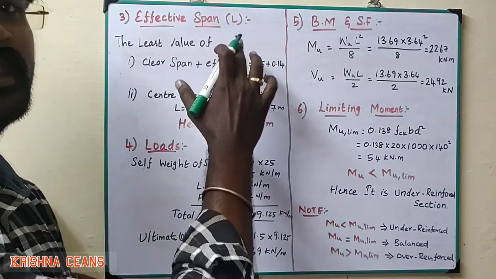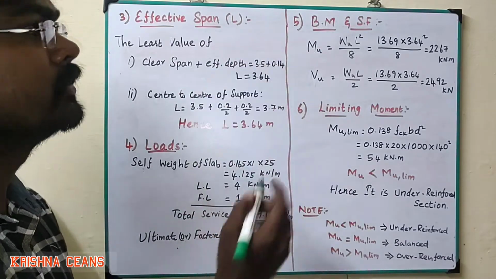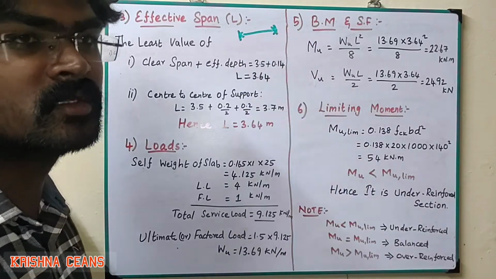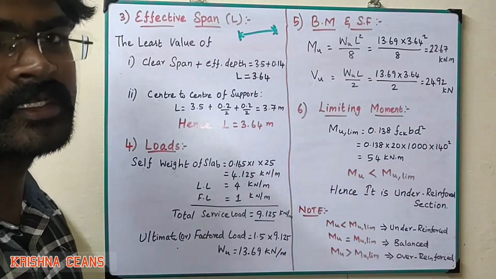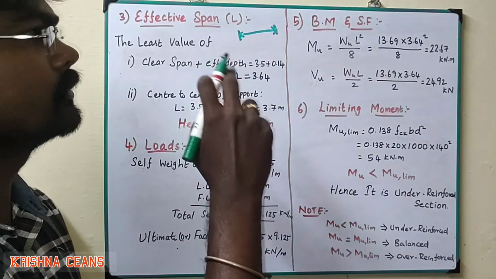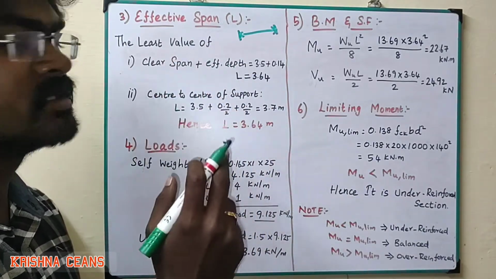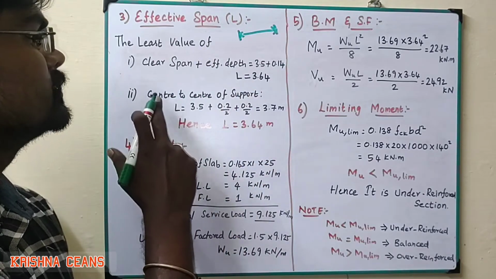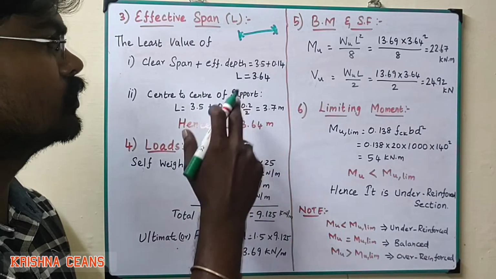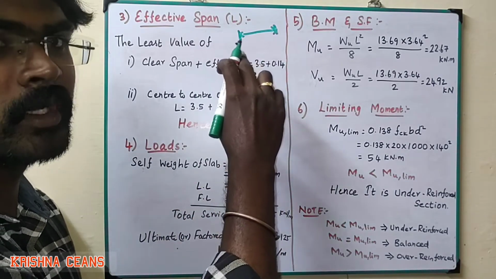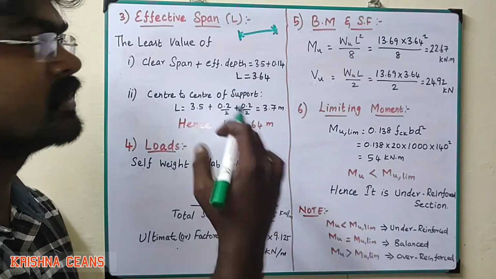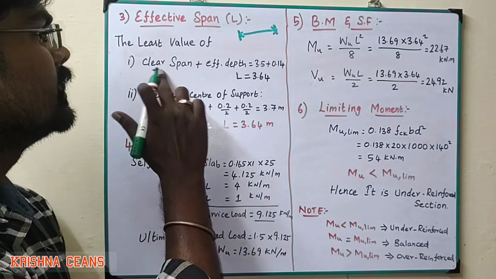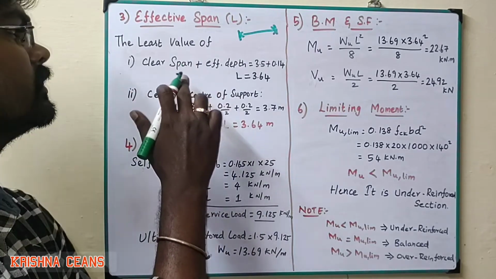Step number 3, effective span. We need to find the center to center distance from one support to the other support. That L will be considered for the whole length. There is a condition: the least value of clear span plus effective depth, and center to center of support. The value comes from these two conditions. Whichever is less, we will consider that, as mentioned in IS 456. For that, the clear span in our data is 3.5.